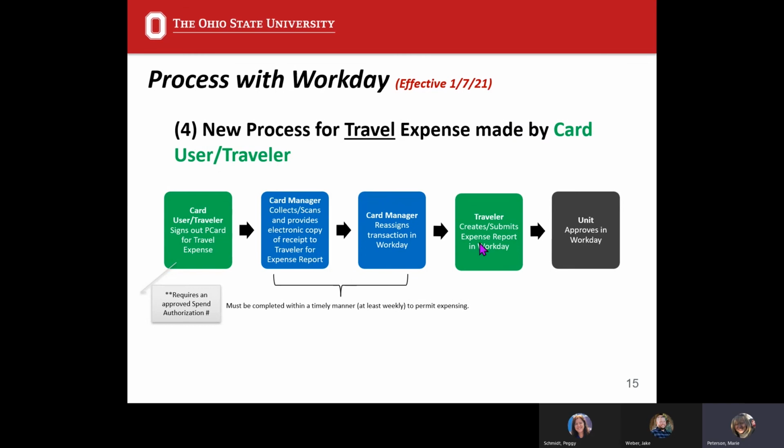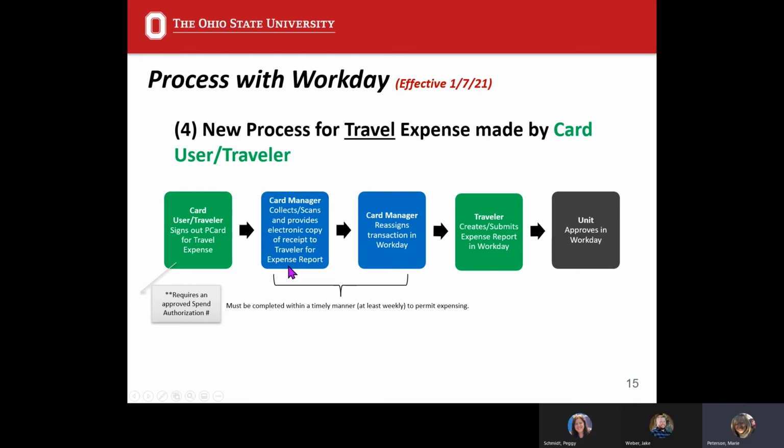The fourth and final example is for a travel expense where the card user, also known as the traveler, makes his or her own travel purchase. Again, we'll use the example registration. The traveler signs out the card on the travel tracking log and then makes the appropriate business travel purchase.